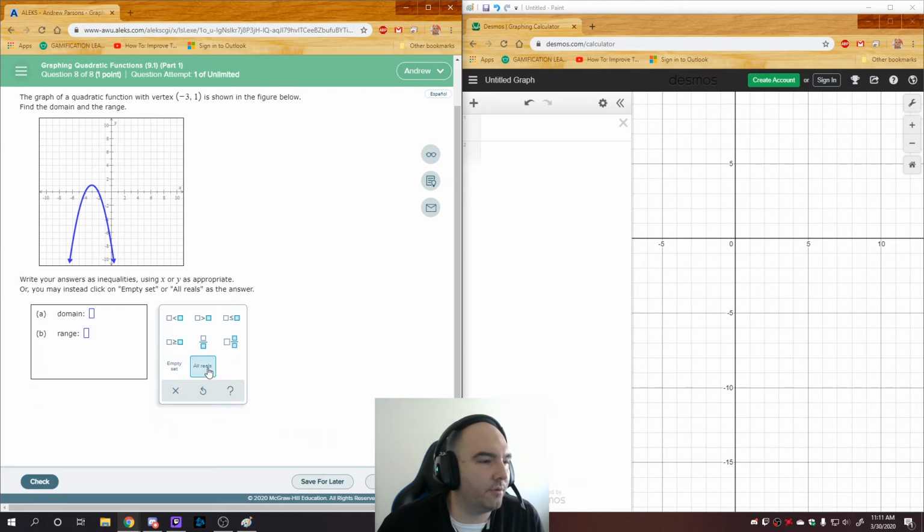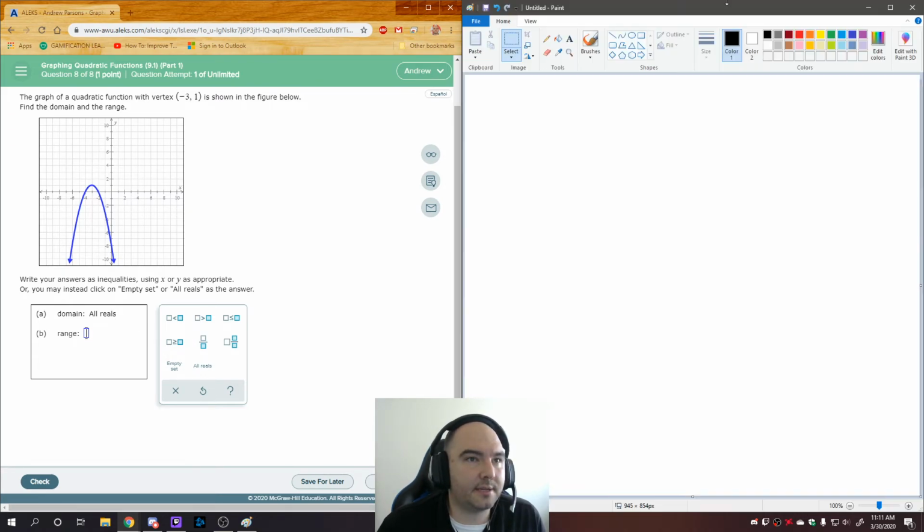Okay. Domain, all real numbers, right? We talked about that earlier. It's always all real numbers. You don't even need to think about it. The range here is back to my point from earlier. Oh, I erased it. Y is greater than or y is less than? Well, in this case, the graph's going downward, and that was a y is less than situation.